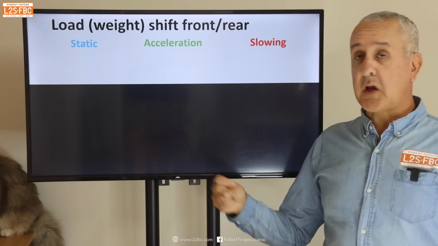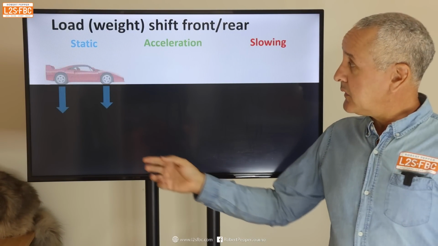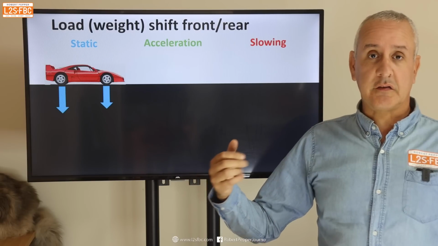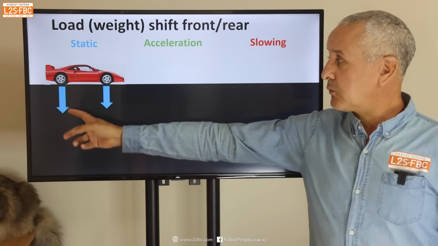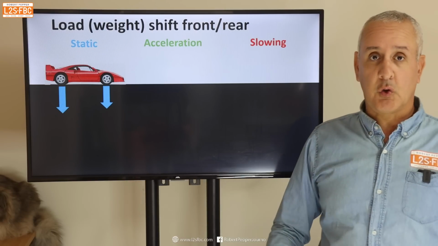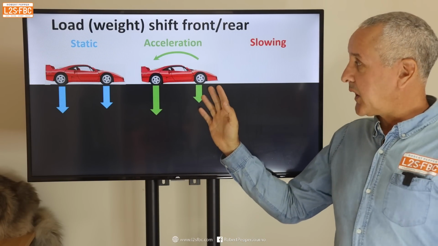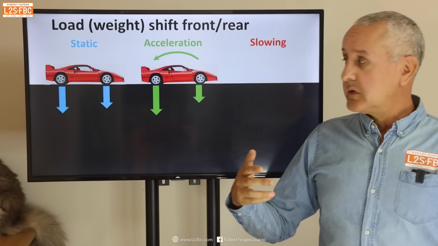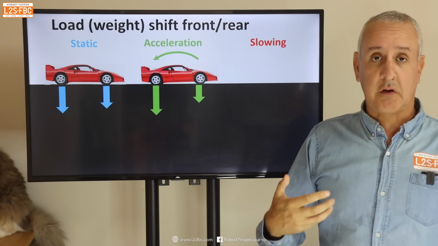So the first thing we're going to look at is load shift, sometimes erroneously known as weight shift. If we've got a car statically like this, in this case it's a Ferrari F40, a mid-engine car, most of the weight is on the back axle, which I've represented with a larger arrow here and a smaller arrow there. When we accelerate, and I'm going to exaggerate this a bit for clarity, we get a load shift towards the back. So there's kind of the same effect as more weight on the back axle and less on the front, although that's a load.